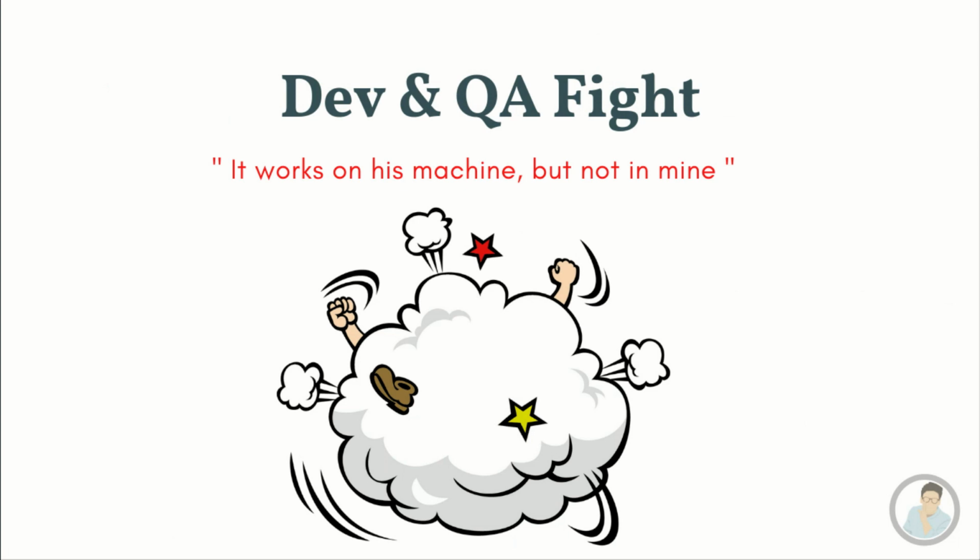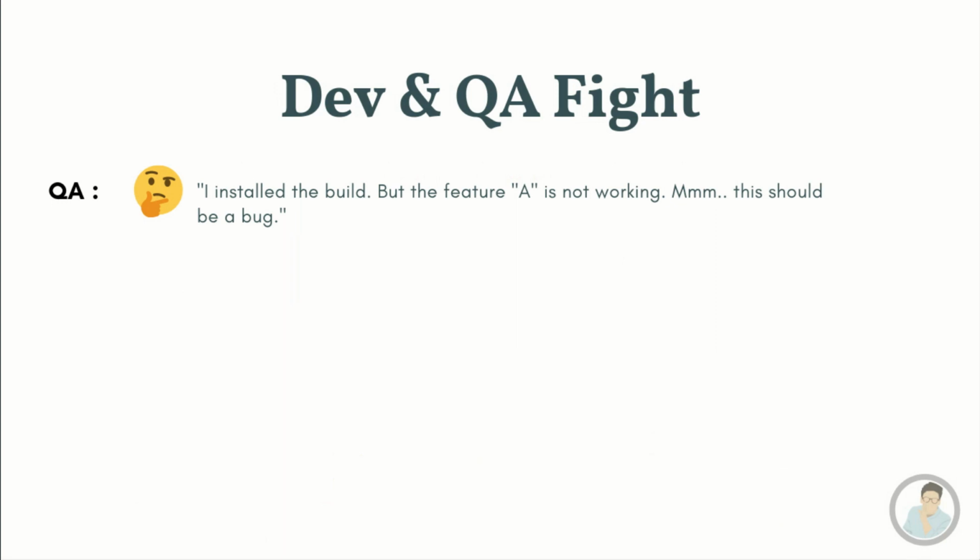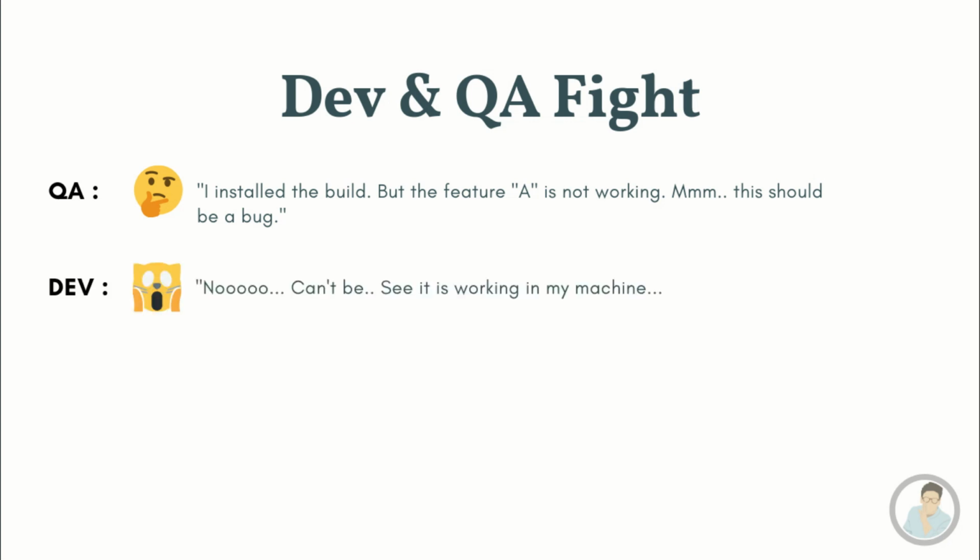This is a well-known headache for millions of developers today. It works on his machine, but not in mine. The story is like this. Think you are a developer and you create a build and pass it to the QA team for testing. Here the fight begins. QA comes and tells you, hey man, I installed the build, but the feature A is not working. This should be a huge bug. Developer: no, can't be. See, it's working. See man, it's working in my machine.